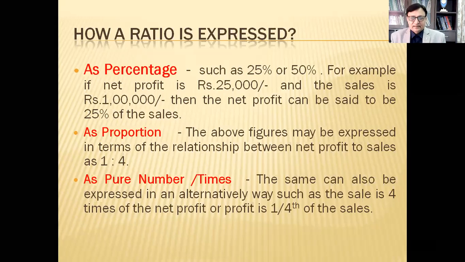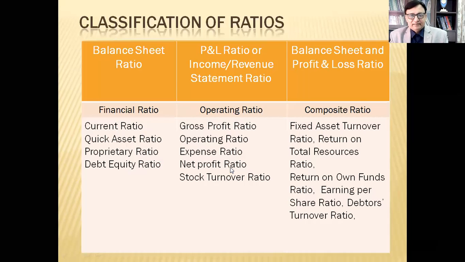As a pure number, the same ratio can be expressed alternatively, such as the sale is 4 times the net profit, or profit is 1/4 of the sale. So it may be expressed as a percentage, as a proportion, or as a pure number of times. These are the various ways to express the ratio. According to the situation, or the requirements of the analysis, we can express them in any of these ways.